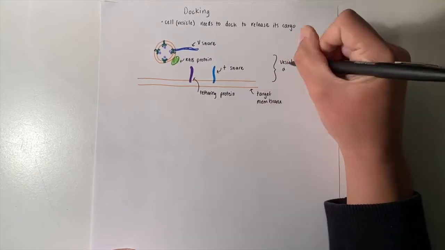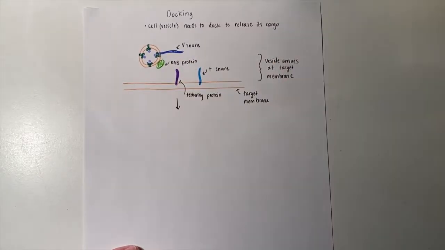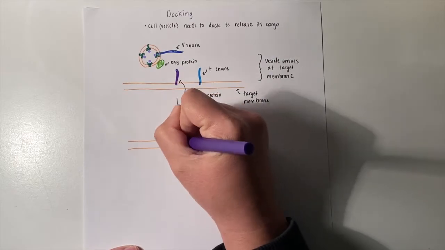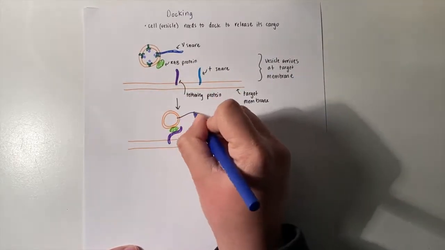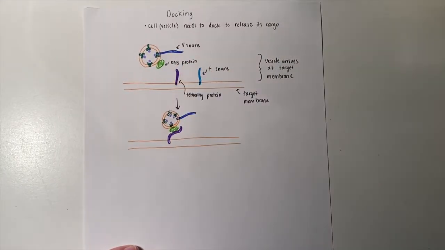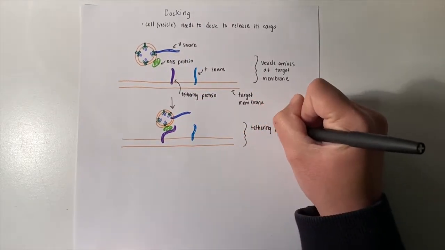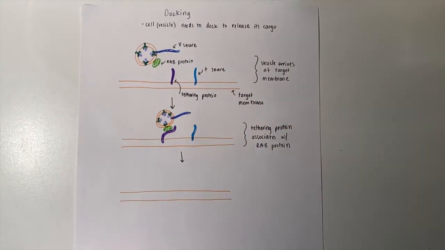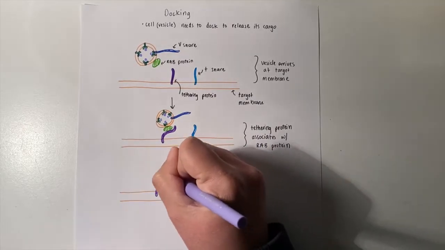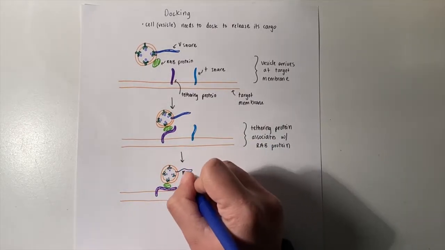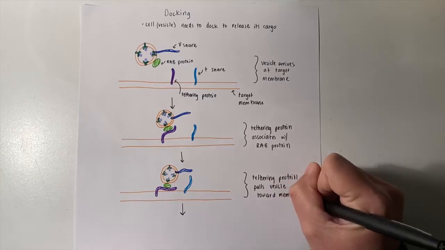The vesicle arrives at the target membrane. Now, the Rab proteins are recognized by tethering proteins. Tethering proteins are found on the destination membrane or where the vesicle wants to dock. The Rab proteins associate with the tethering proteins, and the vesicle gets pulled toward the target membrane.